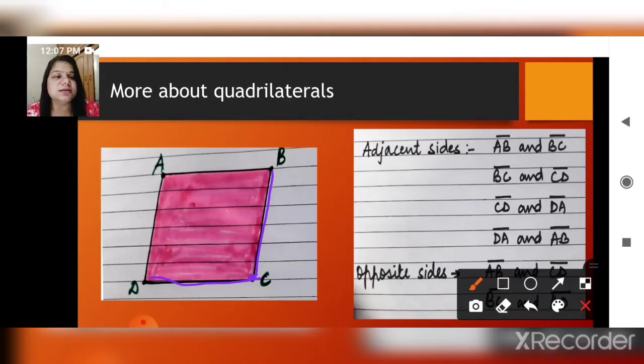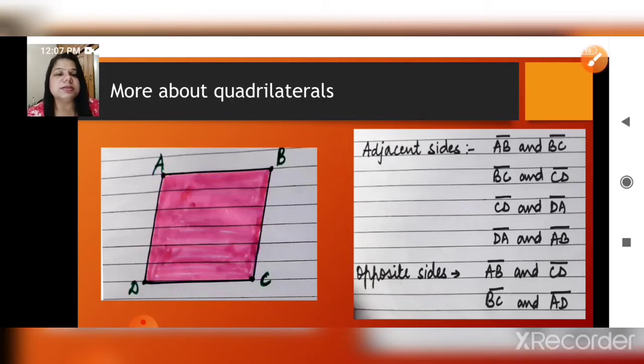Okay. And next is CD and DA. So this is side CD and DA. What is the common vertex here in CD and DA? It is the point D. And next you can write AD or DA, one and the same thing. So DA and AB. A is the common vertex in the last pair of adjacent sides, right?